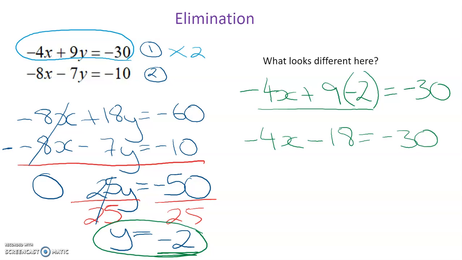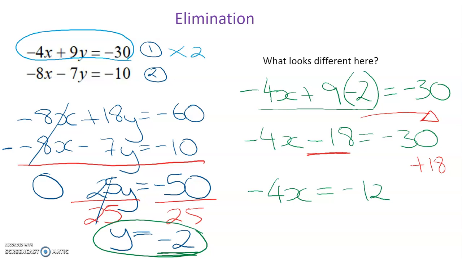Now again, we come to our opposite operations. How do we get -18 onto this side over here? Because it's in the way of x at the moment. The opposite of subtracting 18 is adding 18. So we have -30 plus 18, still got our -4x. Negative 30 plus 18 is negative 12.